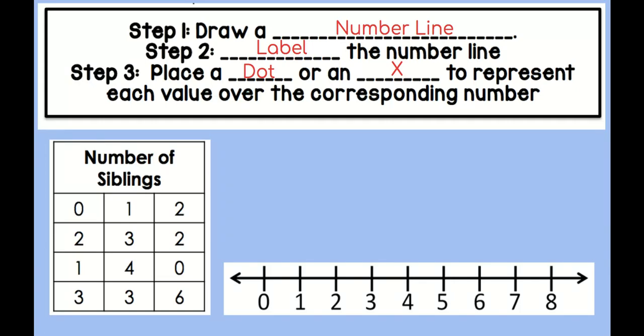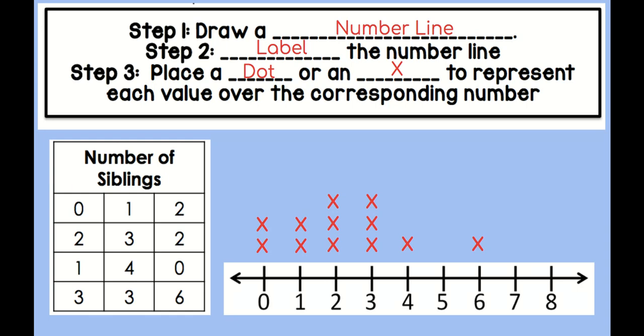So first things first, let's look at the data set. How many times do we see 0 siblings? So you put your 2. 1, you put your 2. How many people have 2 siblings? You put your 3, and then so on and so forth. So you get to 4, there's only one 4. Are there any 5s? No, so you're going to skip 5 and go straight to 6. Now there's nothing above 6, so you just leave 7 and 8 blank.